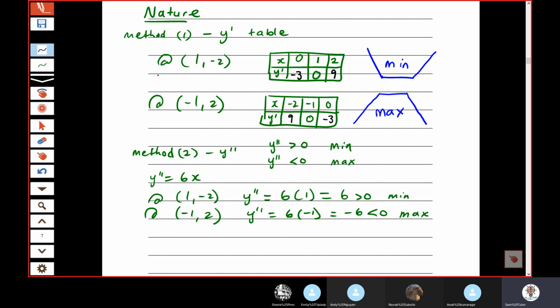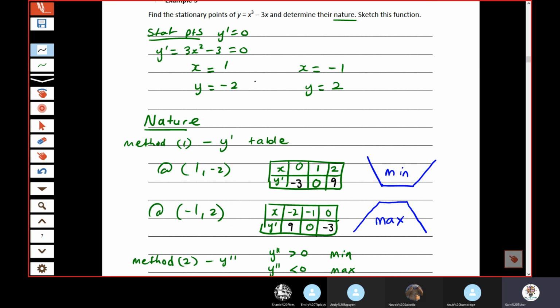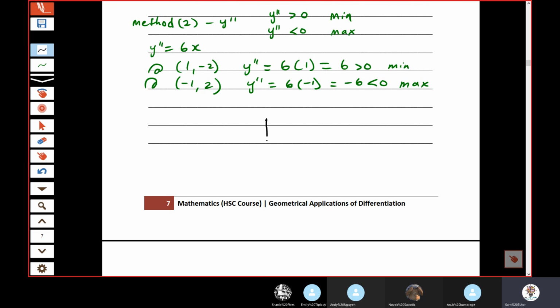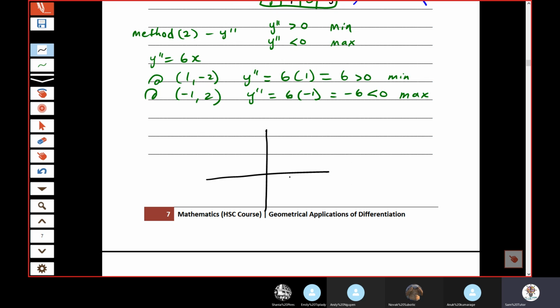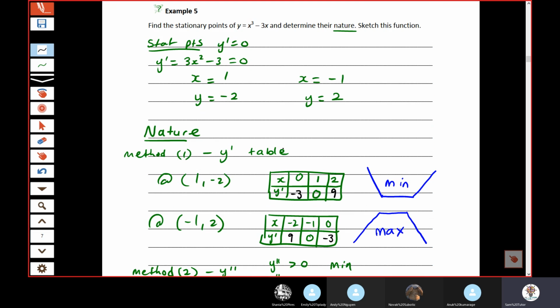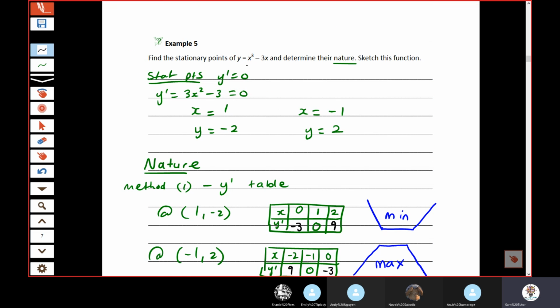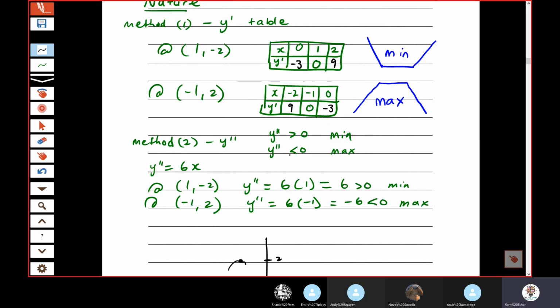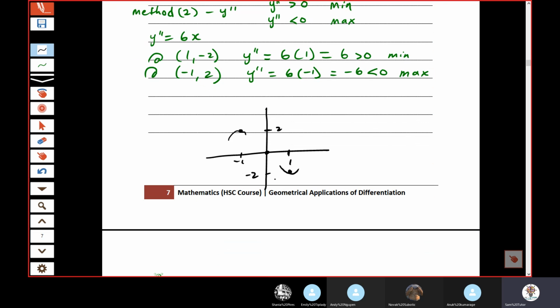Let's sketch this guy finally. What is it? x cubed minus 3x. Here it is. What were our points? 1 and negative 2... 1, negative 2, and negative 1, and positive 2. It's a maximum here. It's a minimum here. Where is it cutting? The intercepts. When you sub in x equals 0, you're going to get y equals 0. That's obviously intercepting at 0. I think we all know how this is going to look, yeah?